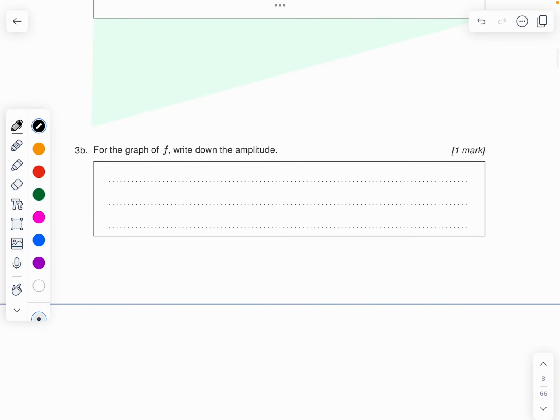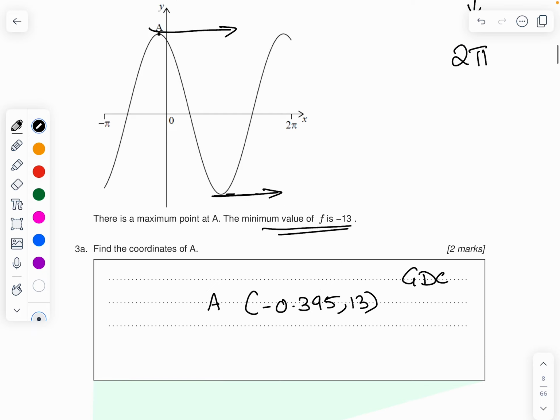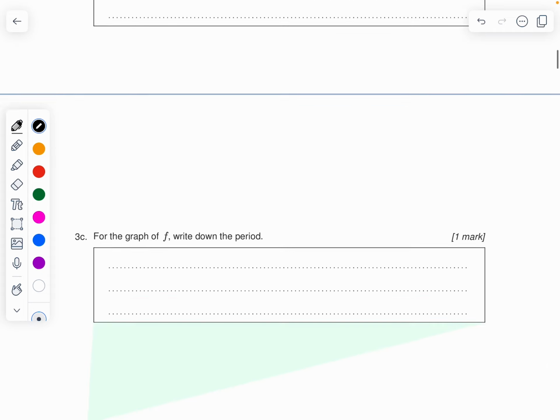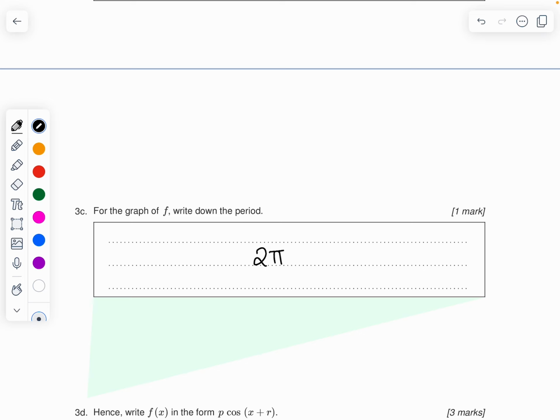For the graph f, write down the amplitude. So amplitude is going to be the maximum displacement, which is nothing but how much? 13. Then for the graph f, write down the period. Period was 2 pi, which was given in the question.